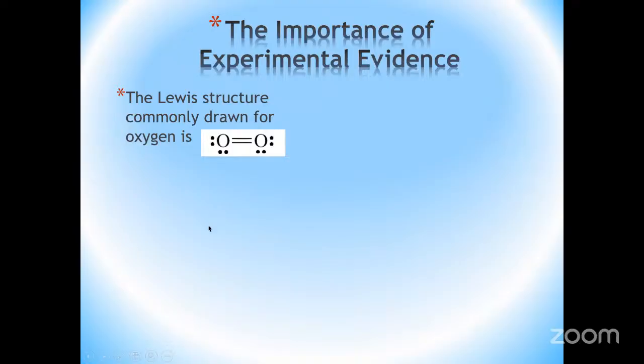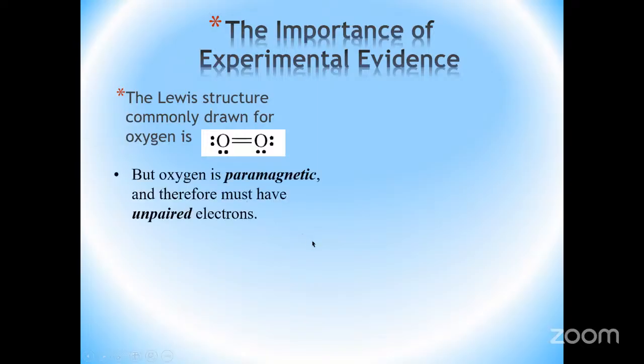Now, here's one situation where even though the Lewis structure for a particular molecule is very useful, it has been shown to be not an accurate representation of what is happening. The example we're looking at here is oxygen. Based on the Lewis structure for oxygen, you'd think that all the electrons are paired up. We now know that that is not true because oxygen is paramagnetic. If you remember, we talked about this before. If we say that a structure is paramagnetic, it means that it has unpaired electrons.